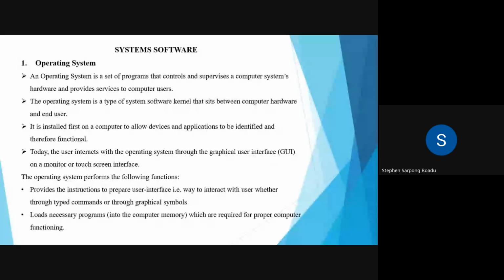Okay, and then you say that today the user interacts with the operating system through the graphical user interface on a monitor or touchscreen interface. Just as I said, it is the OS that gives you the icons, everything you are seeing. If your OS was not on your PC, you wouldn't see anything on your screen. You wouldn't be able to interact with the hardware. The hardware will be there, but you can't interact with it because there is no mediator, no link between the user and the hardware, right?